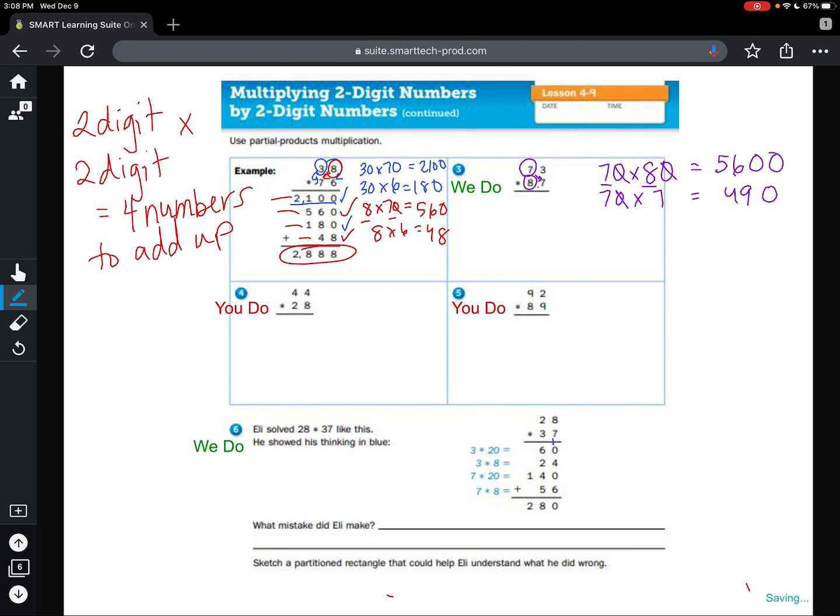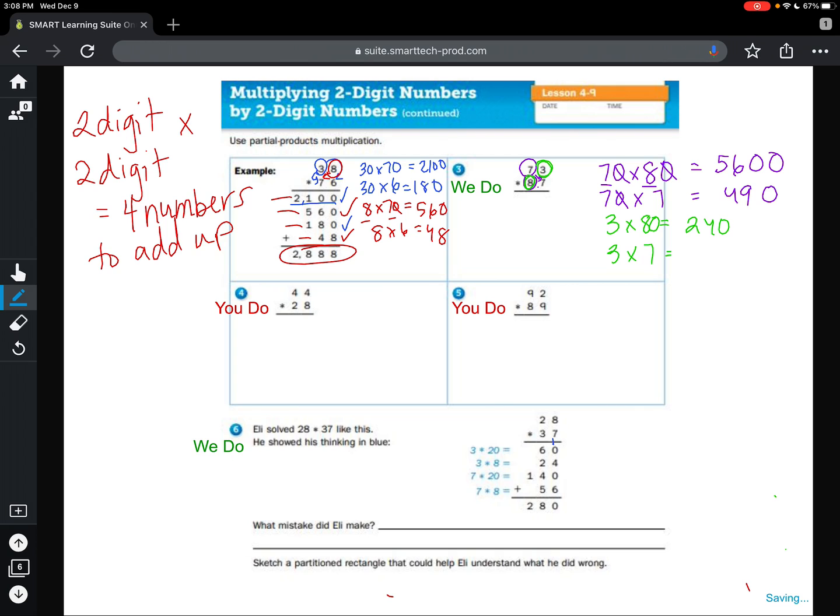Now what should I do? My 7 has met with both digits. Now I need to move on to my ones place, and now I have 3 times 8. Three times 8. What's that going to give me? It's going to give me 24. And then I have 3 times, oh, but do you know what I did wrong there? It's not 3 times 8, it's 3 times 80, which will give me 240.